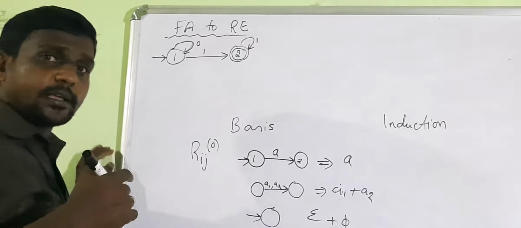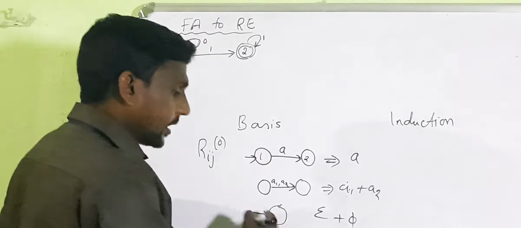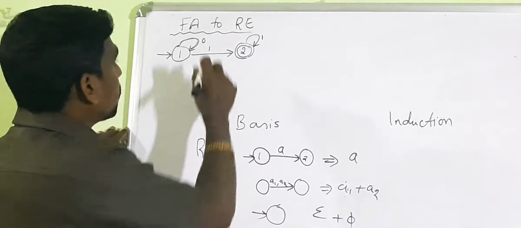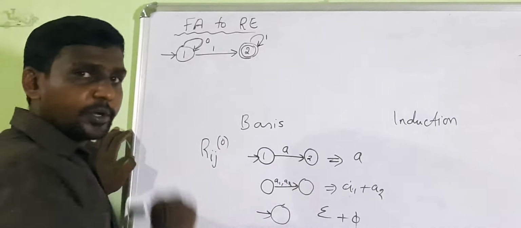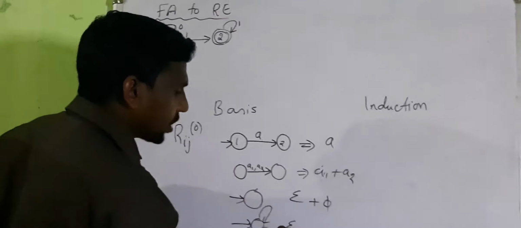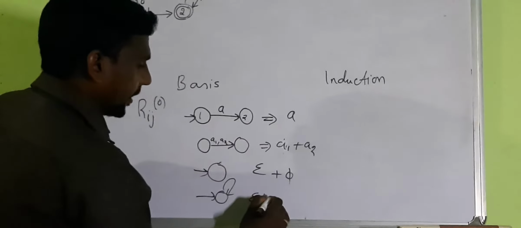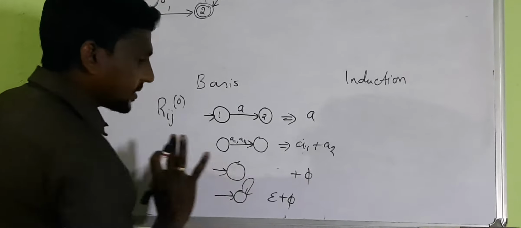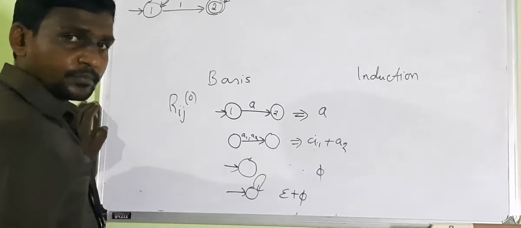If the automata is a single state and it doesn't read anything, then we will write epsilon plus phi. You just recall the previous videos; this I already taught you in the previous videos, how to convert the finite automata to regular expression using the theorem. And if the automata is like this and reads some input, epsilon plus phi. If the automata is simply like this, we will write only phi. Just recall previous videos.